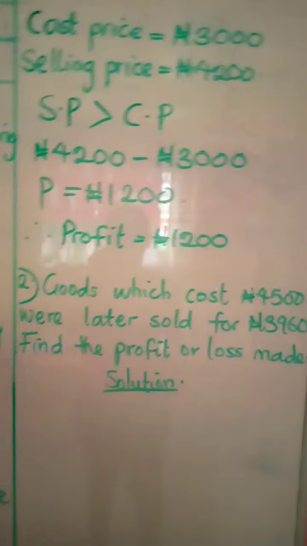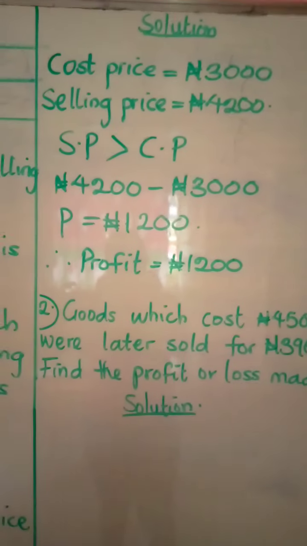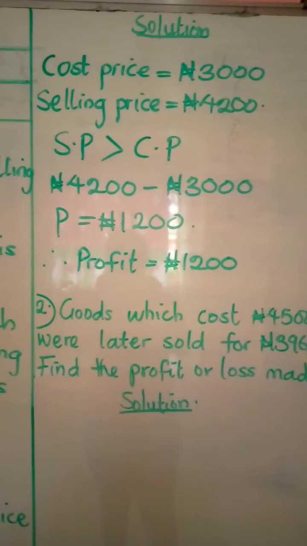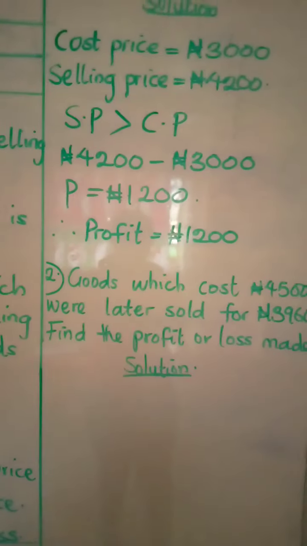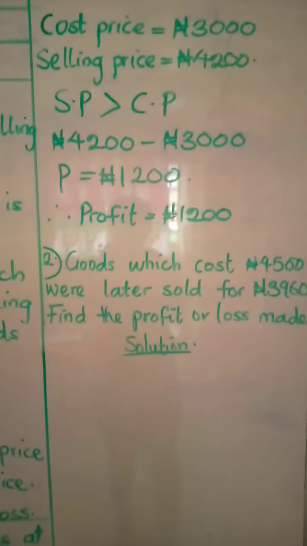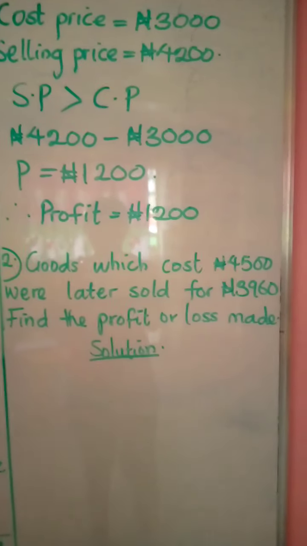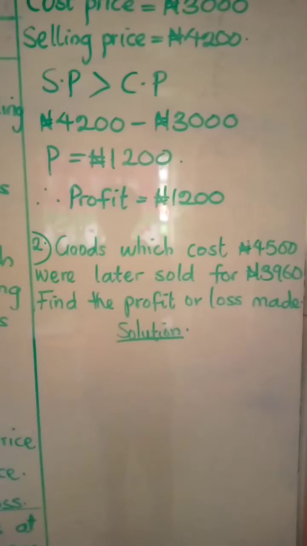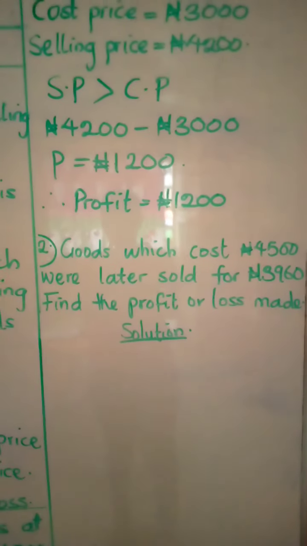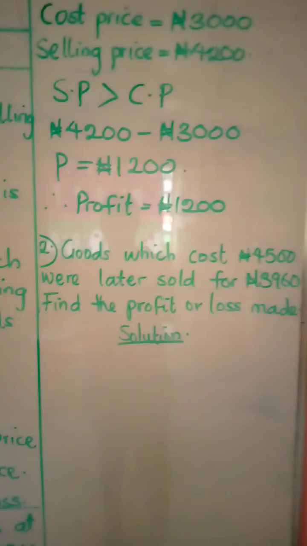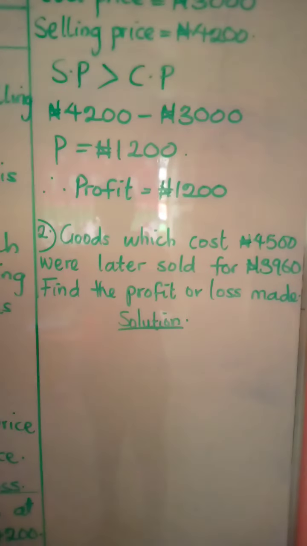Okay? Now let's try this together. Goods which cost 4,500 were later sold for 3,960 naira. Now find the profit or loss made. Is this profit or loss? Remember, our formula says profit, selling price minus cost price. And our formula for loss says cost price minus selling price. So let's determine our cost price and our selling price.